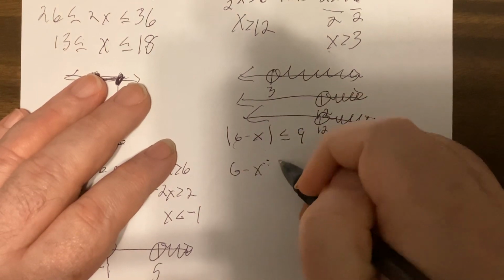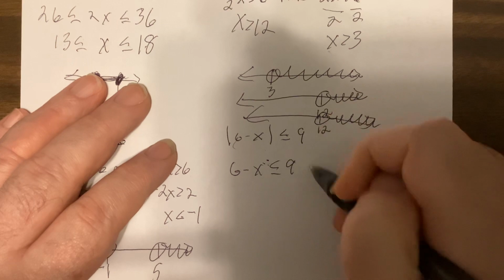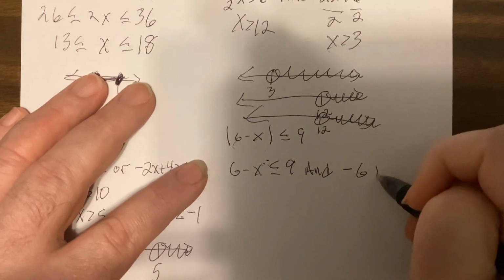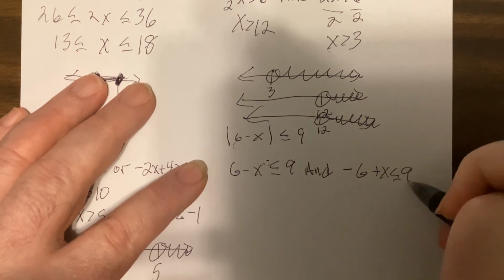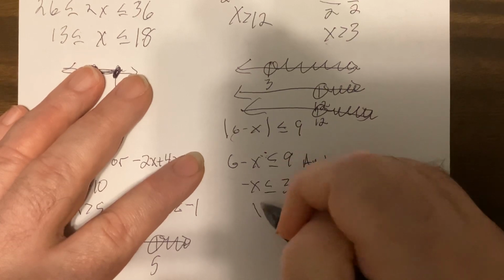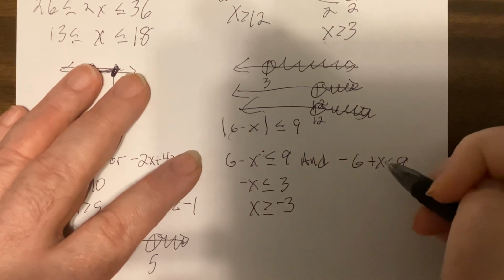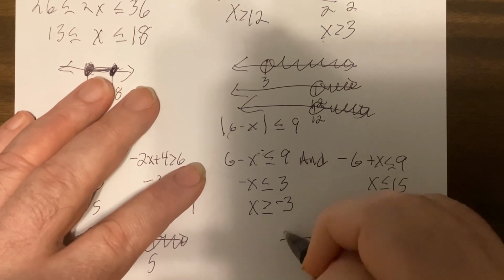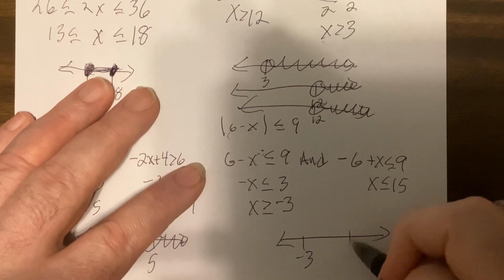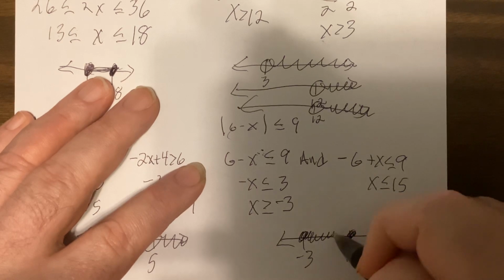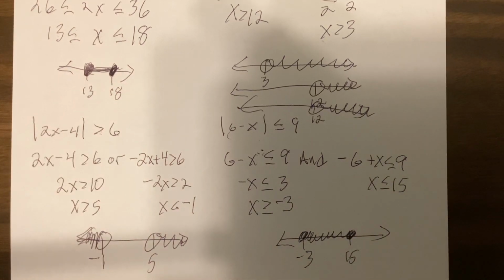Just write it without the absolute value. And then less than is and. Then take the opposite. Now I'm going to skip a step here and just take the opposite. So here, subtract 6. Take the opposite. This one, add 6. So it's everything between -3 and 15. Well, that wasn't too bad, was it?